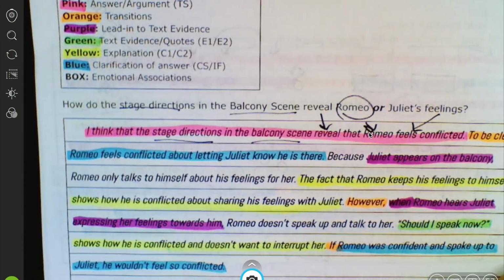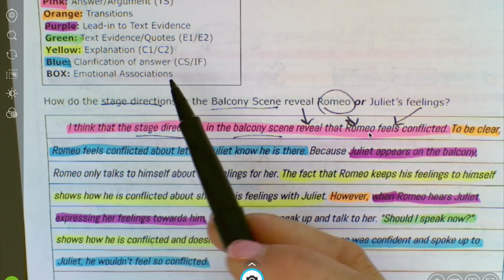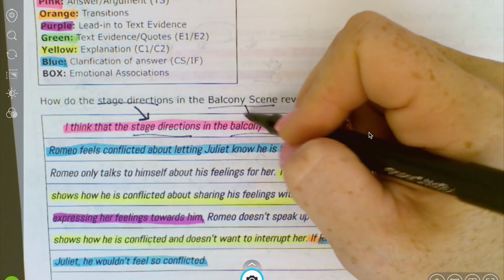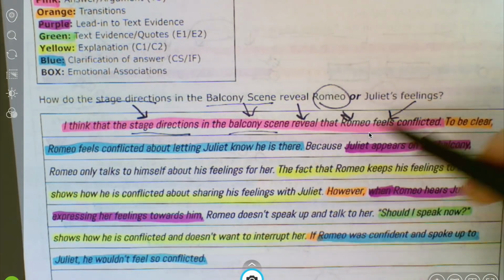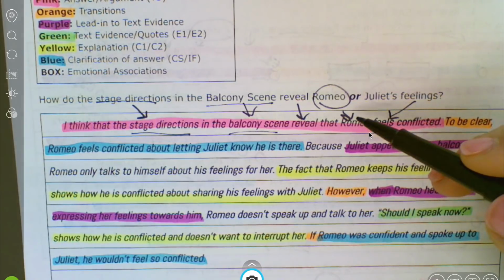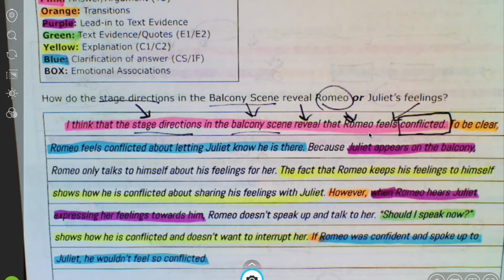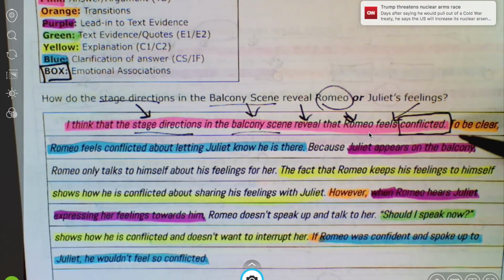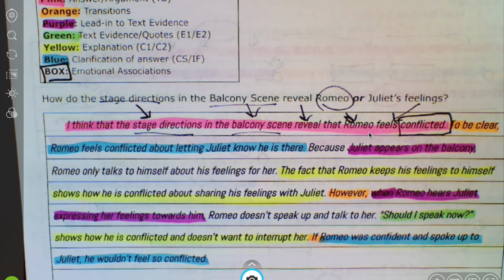Well, if I go up here and look at my topic sentence, my answer is answering the question. I have the word stage directions, all right? I am recognizing that it's specifically in the balcony scene, what feelings it's revealing, and what character. And I have this word conflicted. We haven't boxed in our association words yet, so we'll kind of do that as we go. So I have this word conflicted, which is fine. He does feel conflicted. It's only one of his feelings.